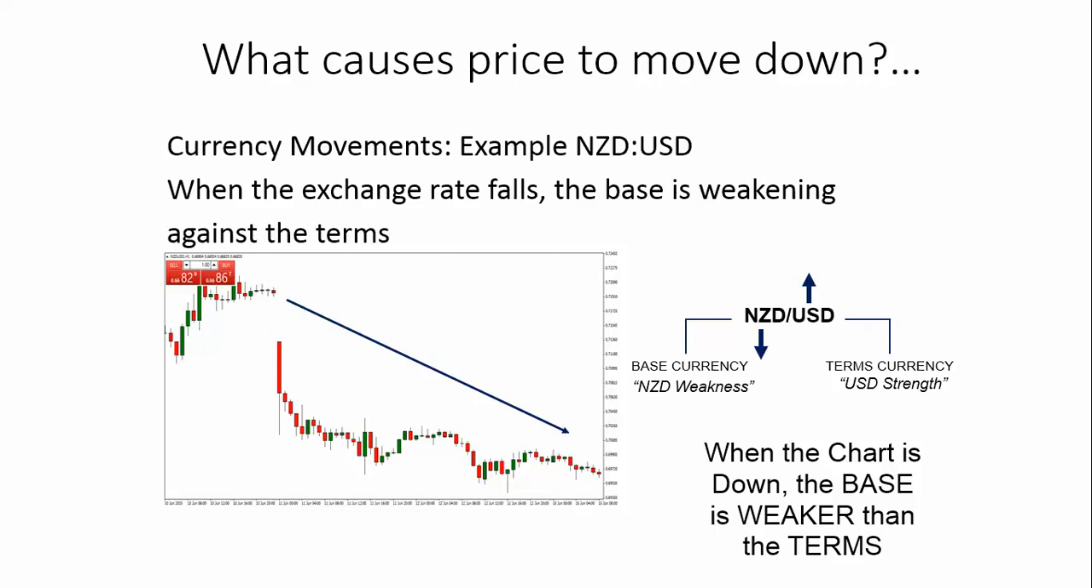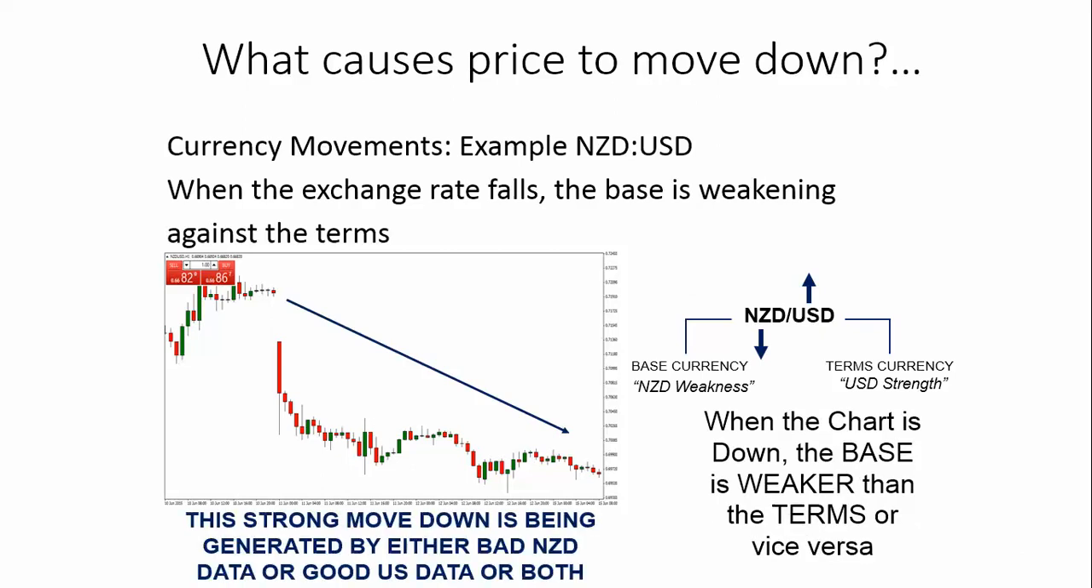So in this example here, it's Kiwi dollar, which means that the Kiwi is weakening and the dollar is strengthening, or the dollar is stronger than the Kiwi. It doesn't matter which is which. The chart is clearly demonstrating that the Kiwi is much weaker than the US dollar, or the US dollar is much stronger than the Kiwi. When the chart is down, the base is weaker than the terms.